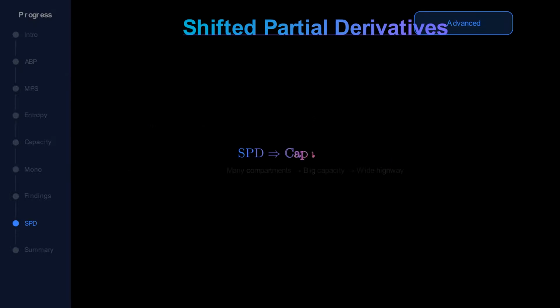The dream chain. Large SPD forces large capacity, which forces large width. Many compartments means big capacity means wide highway. Each step is a proven theorem. The program: prove the permanent has many compartments. Conclude it needs an exponentially wide highway. VP not equal to VNP.